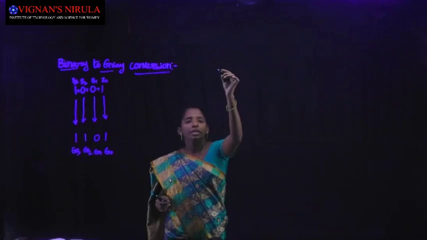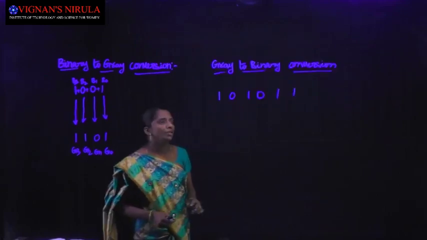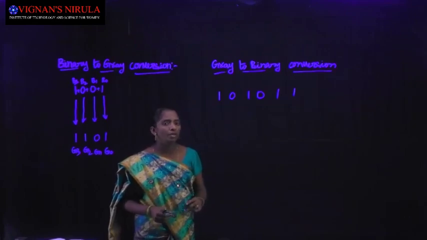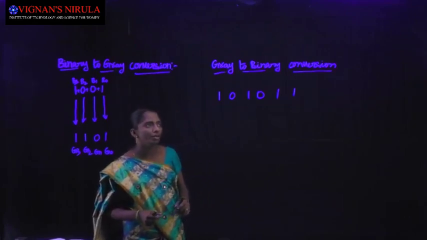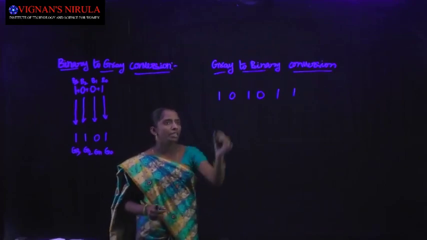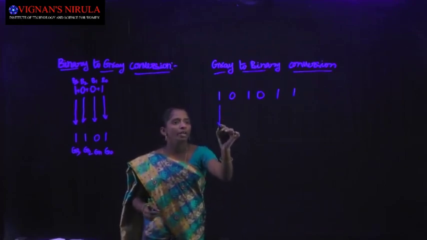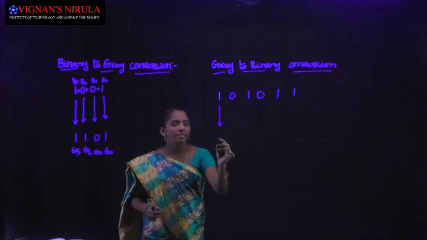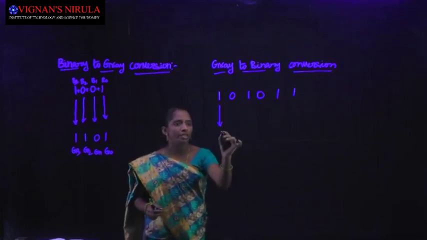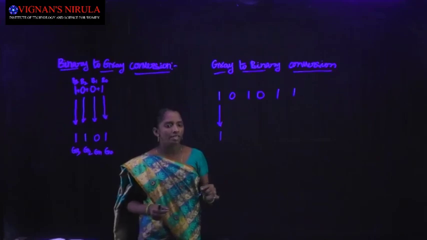Next one, gray to binary conversion. So 101011 is the given gray code. You have to convert this gray code into binary code. To convert gray to binary, first write the MSB of the gray code as it is for the MSB of the binary. What is the MSB of the gray code? That is 1. Write 1 as it is.